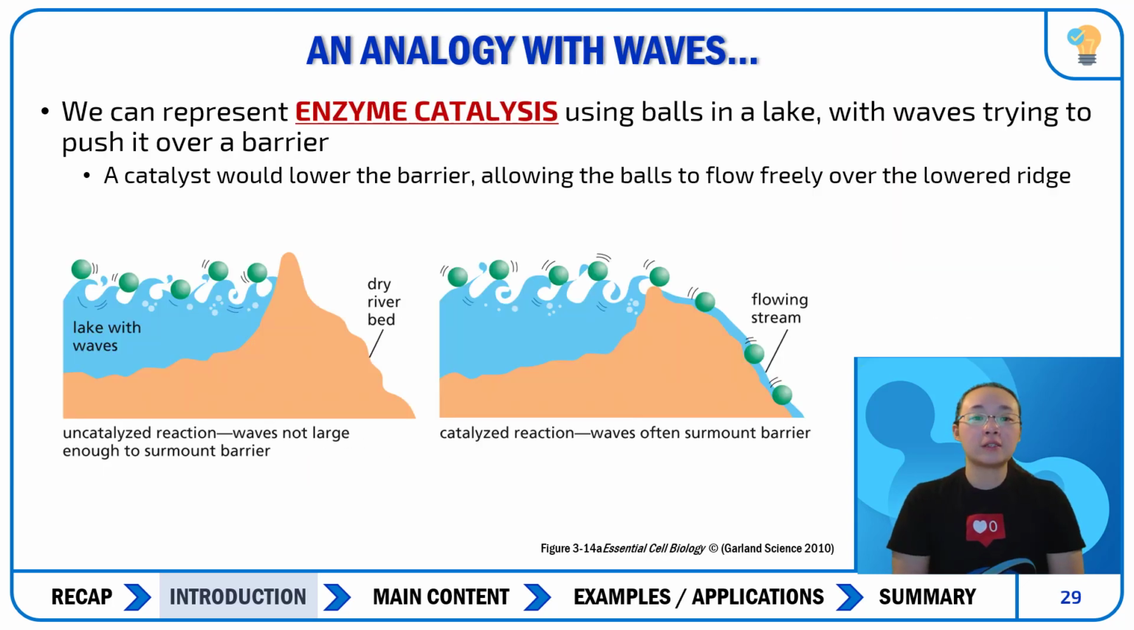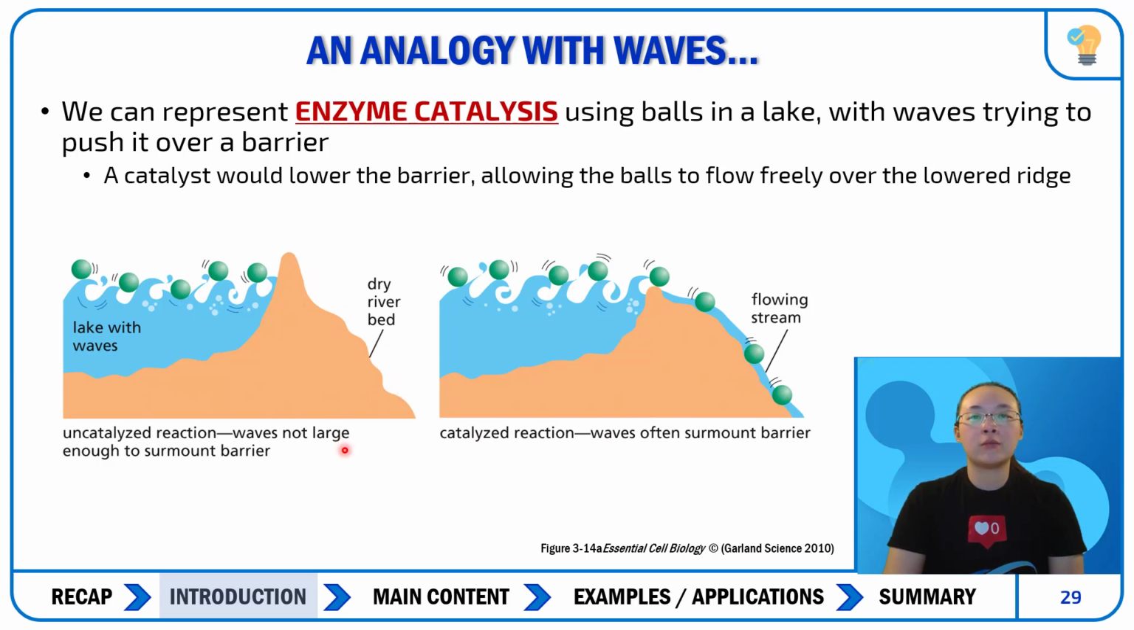So looking at this, we just want to go through a few analogies with different types of enzyme catalysis. And this is a modeling course, so that's why I'm presenting a whole bunch of different analogies for different ways we can model enzyme catalysis. So we can represent enzyme catalysis using balls in a lake, where they have to crash through and surpass some sort of barrier in order to overflow onto a waterbed.